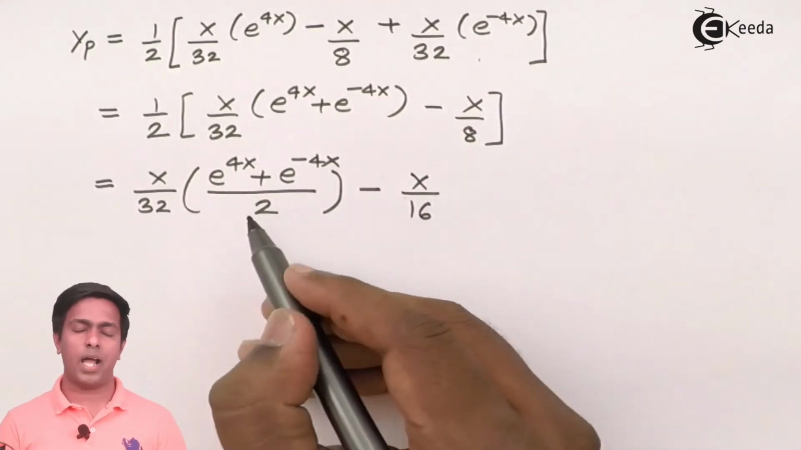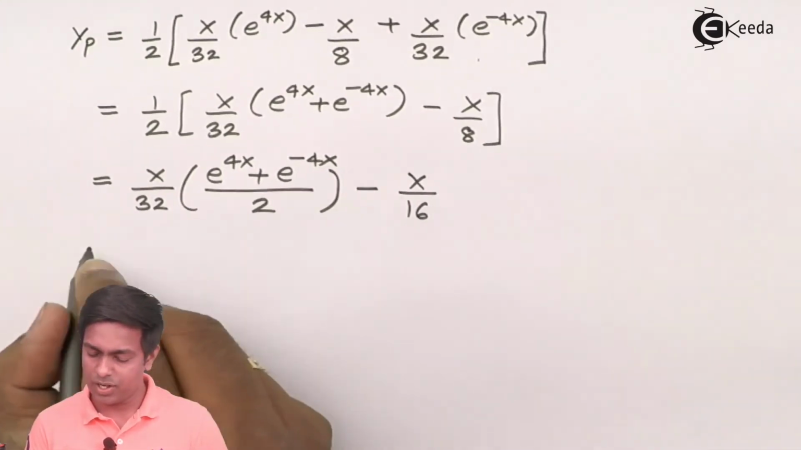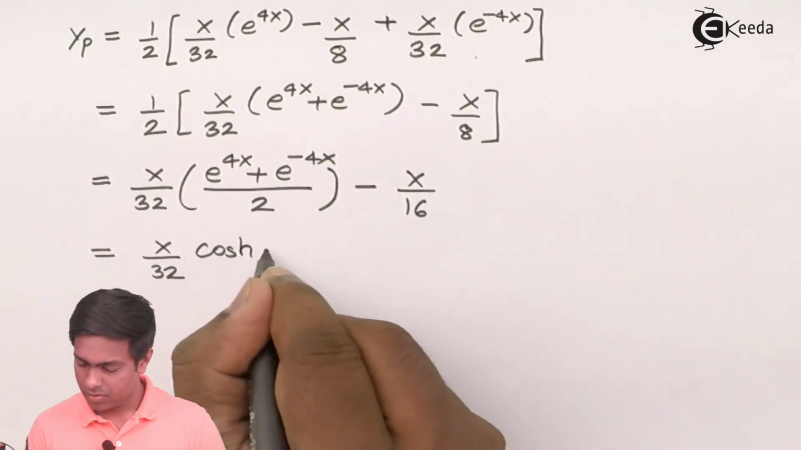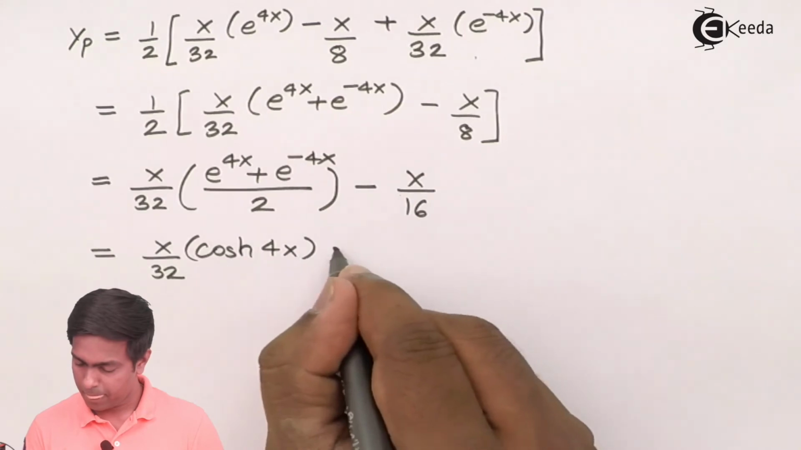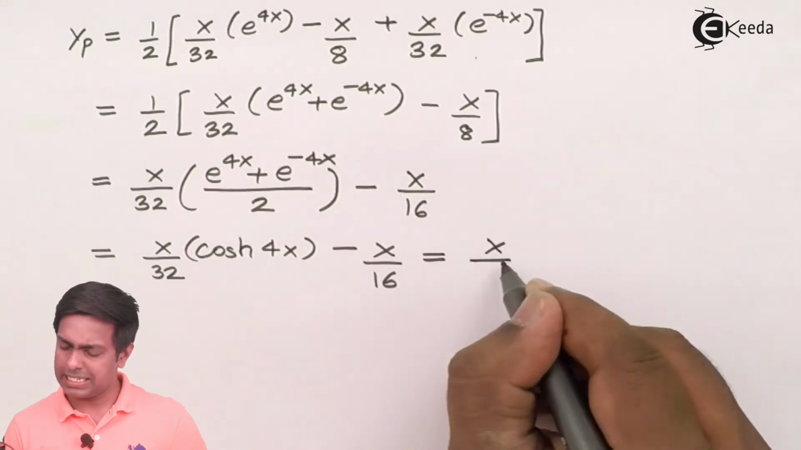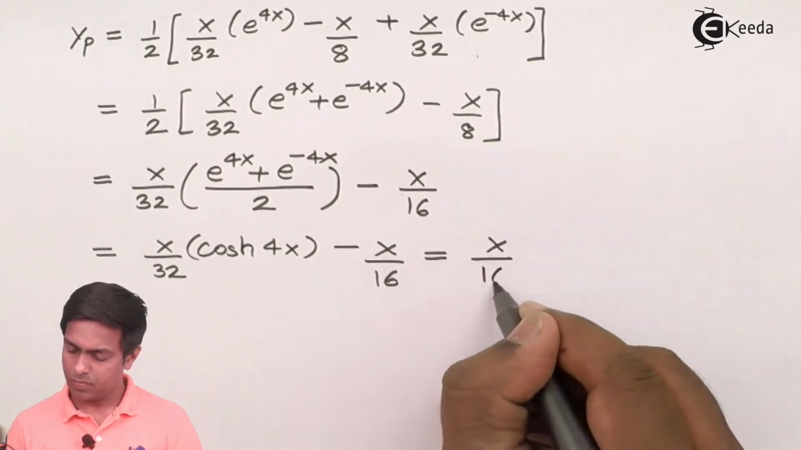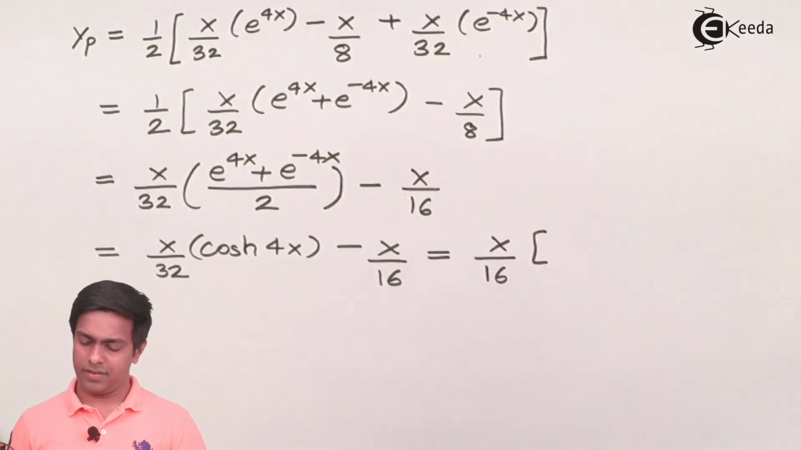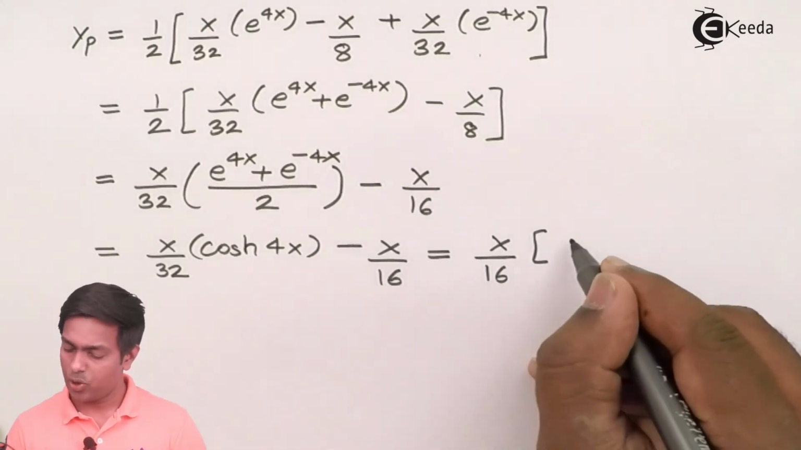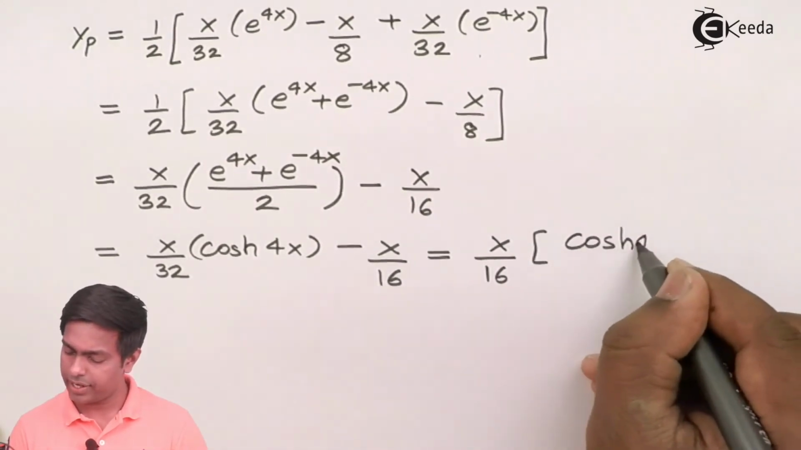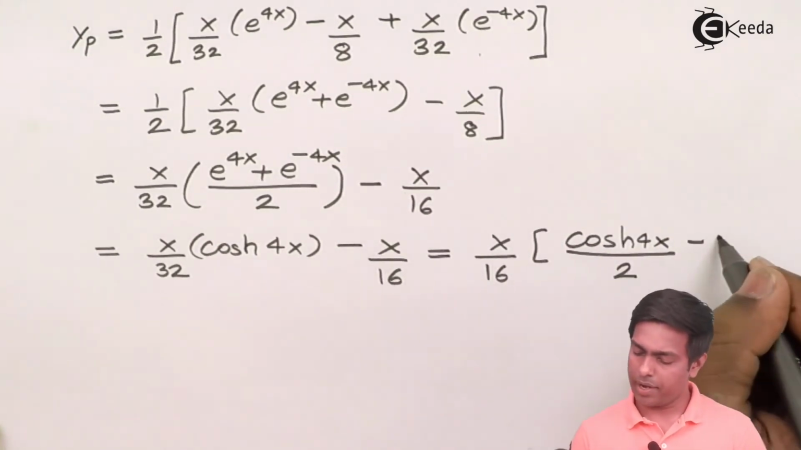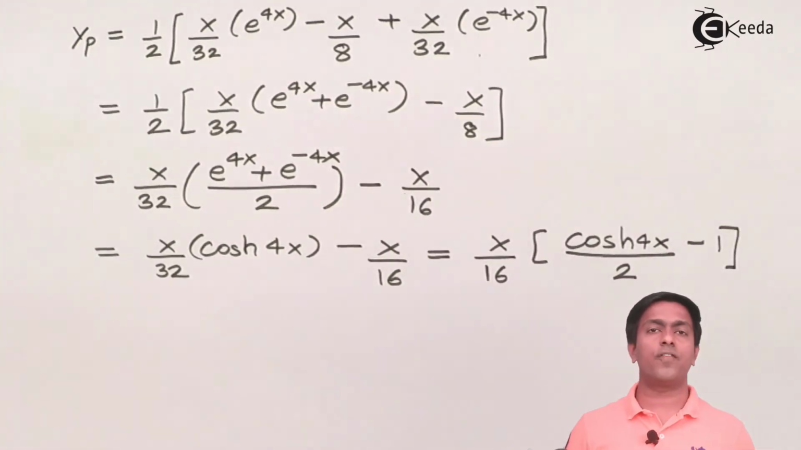Now guys, this is the value of hyperbolic cos 4x. So here we'll get, now from this we can take x upon 16 common, and here we will get 1 by 2 into hyperbolic cos 4x, or I would say hyperbolic cos 4x by 2, and from here we will get 1. So guys, this is the value of particular integral.